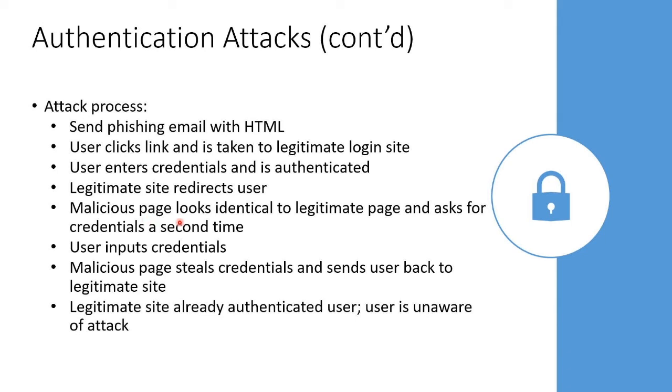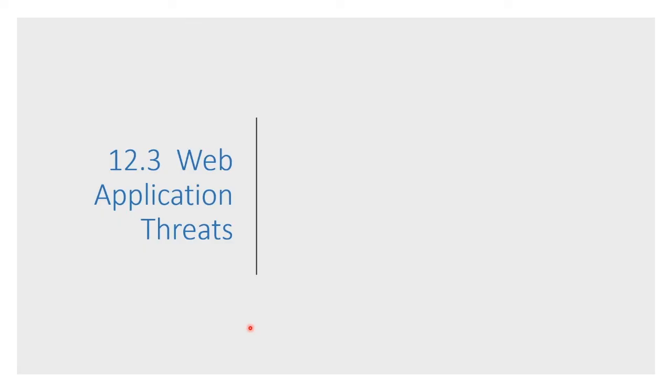Either way, the malicious page looks identical to the legitimate page, and it asks for credentials. They can both ask for credentials, and the user probably won't think anything of it. They'll put in their credentials to both sites, and then we're stealing those credentials. We're sending the user back to the legitimate site. The legitimate site has already authenticated the user. The user is unaware of the attack. So those are some common web app exploits.